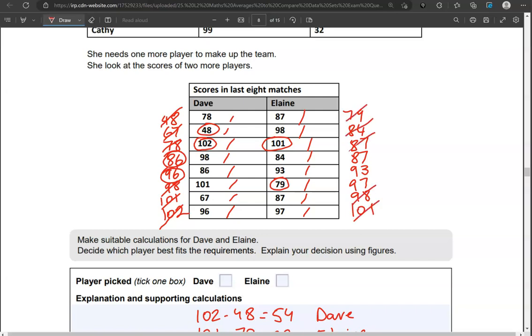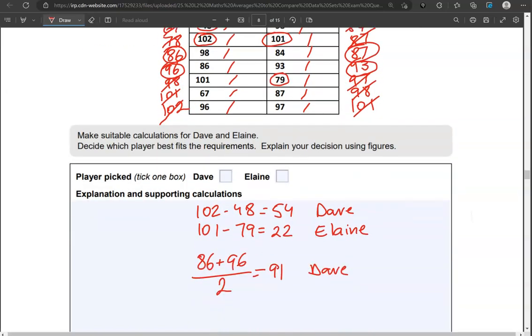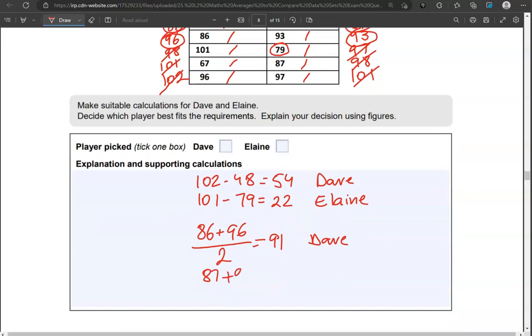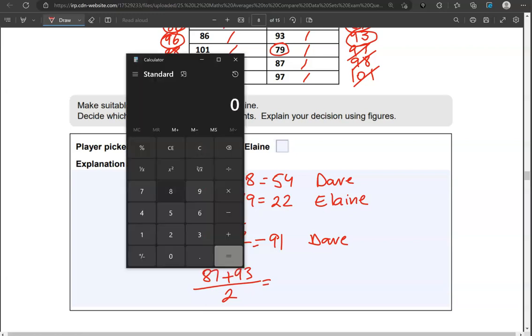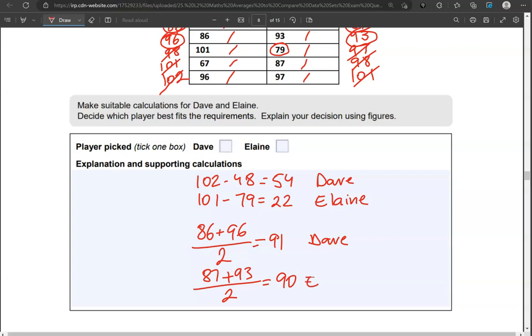Again, crossing out 1 on each side leaves us with 87 and 93 in the middle. So 87 add 93 divided by 2 gives us 90 for Elaine. So Dave has a higher median score, 91, in comparison to Elaine with 90. However, Elaine is a lot more consistent than Dave.